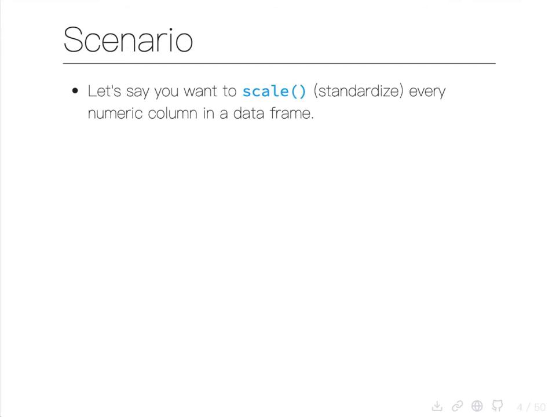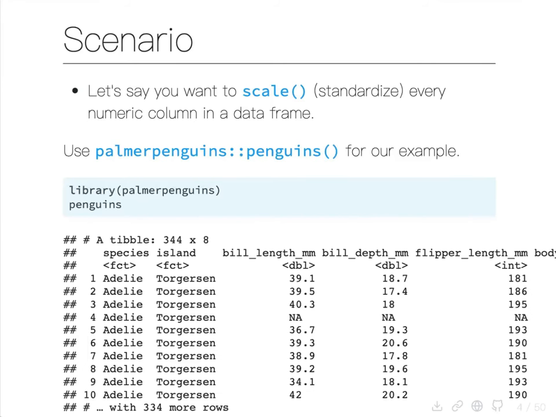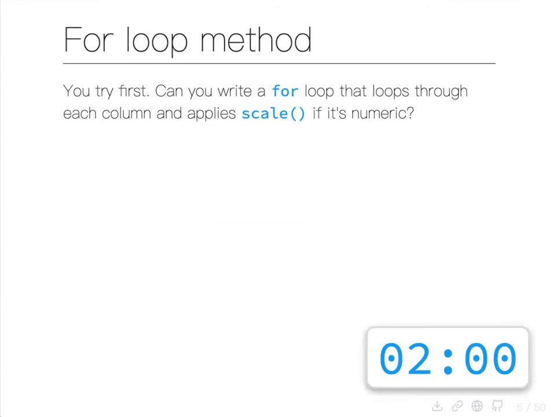Okay, so quick review on looping. Let's say that you wanted to scale, which is like z-scoring or standardizing, so it has a mean of 0 and a standard deviation of 1, every column in a data frame that is numeric. Okay, so we have the Palmer penguins data set, which looks like this. And we're going to start out with having you try this first.